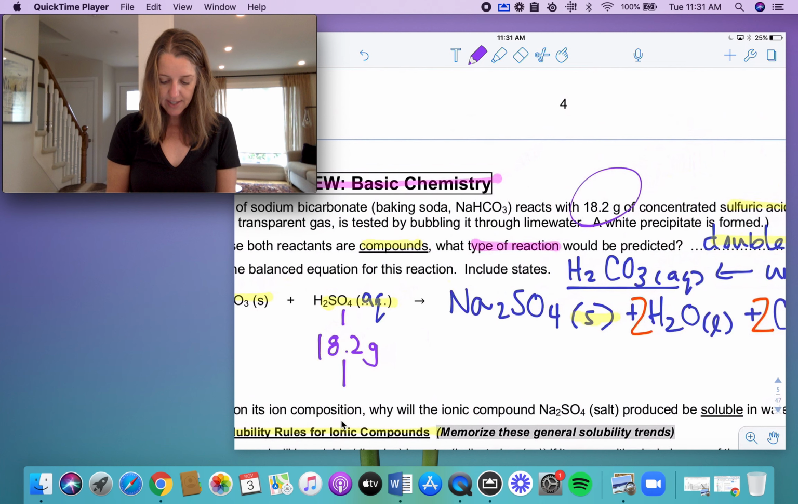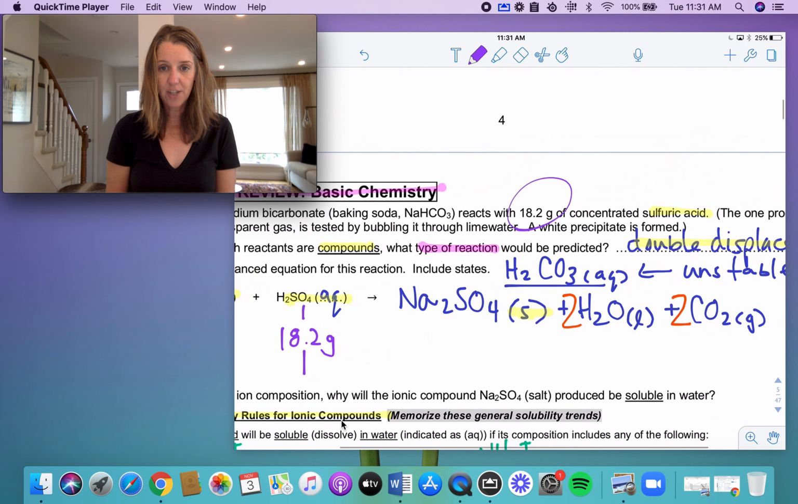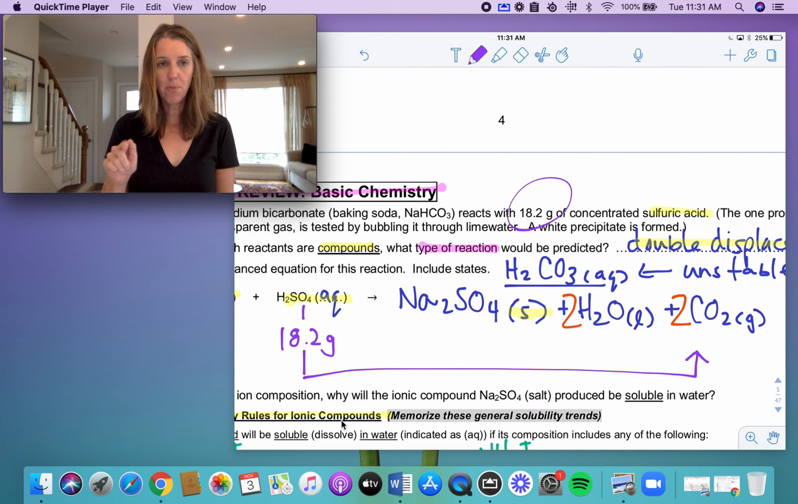The question says, what is the mass of the gas produced? My gas is the carbon dioxide. I'm going to first calculate the number of moles that 18.2 grams is. Then I use my molar ratio of 1 to 2 to calculate the number of moles of CO2 I can make. And then step number 3 is where I take the number of moles of CO2 that I have and calculate the mass. How much is that in terms of moles?